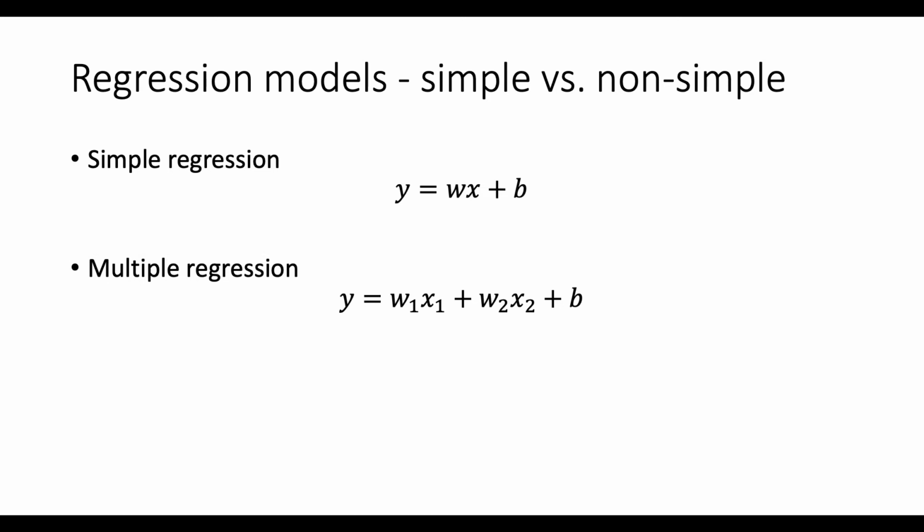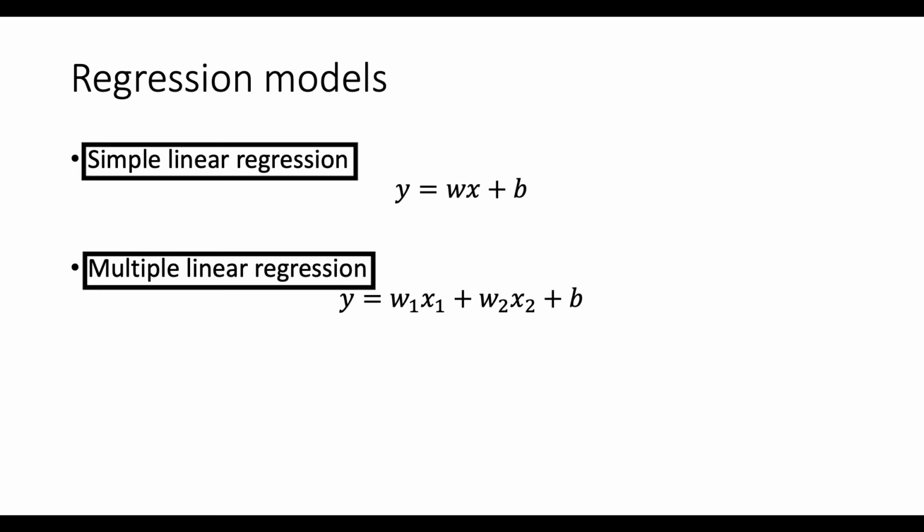The first one, simple regression, has only one x, so there was no subscript. But the multiple regression has more than one x, so it has subscript 1 and subscript 2. So the corresponding w's also have subscript 1 and 2. So the main difference is the number of x variables. The simple regression has just one x variable, and the multiple regression has two or more x variables. One more thing to note here is that they are all linear. So we call them simple linear regression and multiple linear regression respectively.